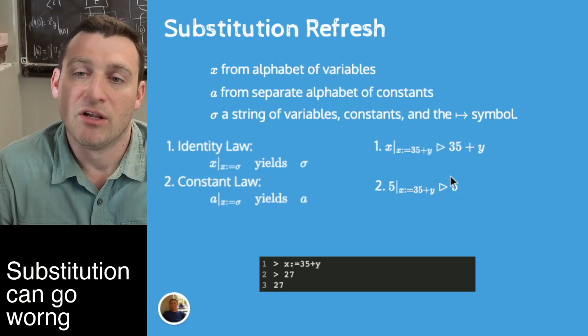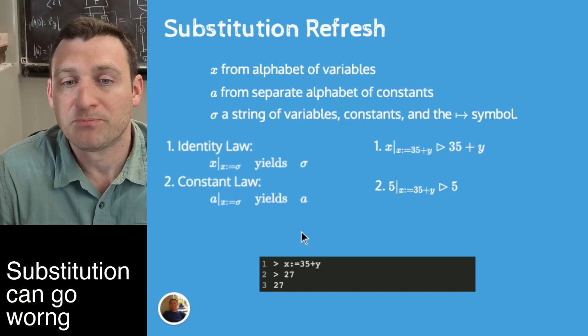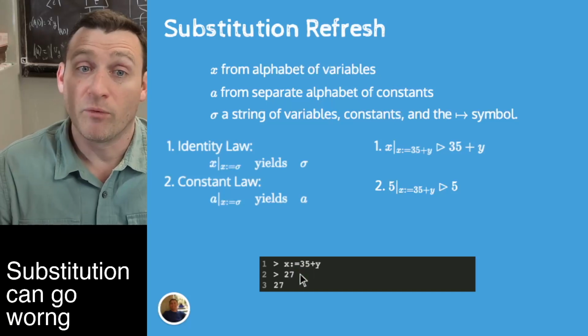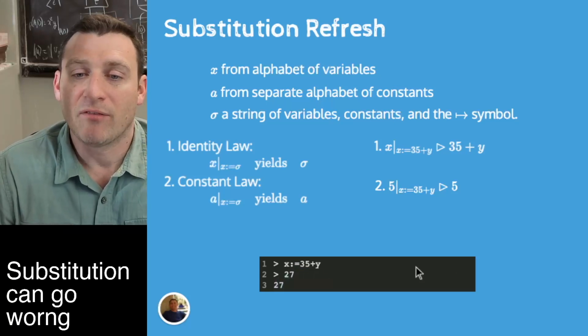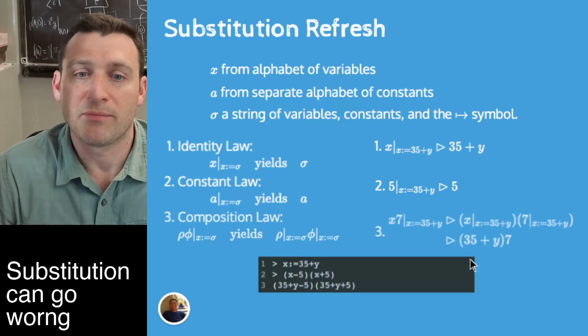It doesn't change. This little triangle is just shorthand for yields. You'll see this in some technology books. In a programming language, we could say x is assigned 35 plus y. Then we could type in the number 27. What do we expect to see back? 27. It has nothing to do with x. So these so far meet the rules we expect.